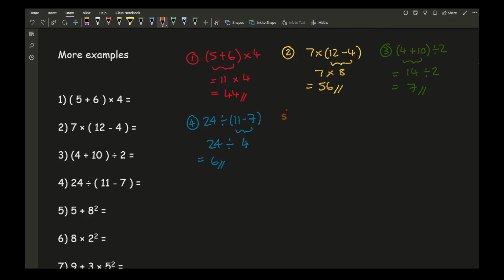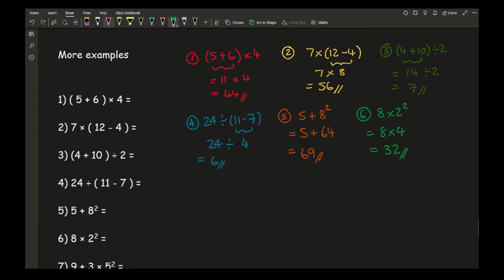And then question 5, I've got 5 plus 8 squared. So I'm going to do the power bit first. So I've got 5 plus 64, and I get a final answer of 69. And then moving on to question 6. So here I've got 8 times 2 squared. So again, I'm going to do the power first. So that becomes 4. And then 8 times 4, which is 32.